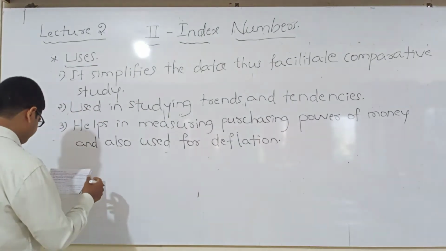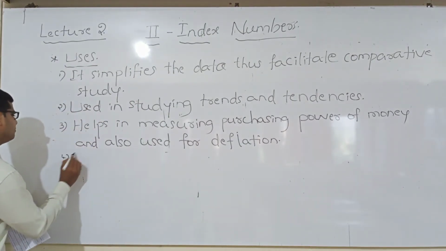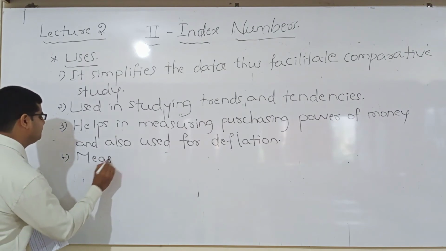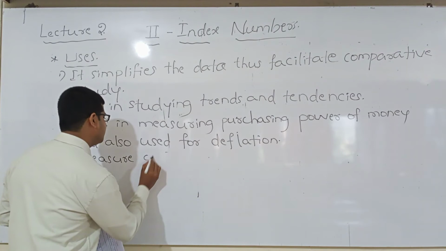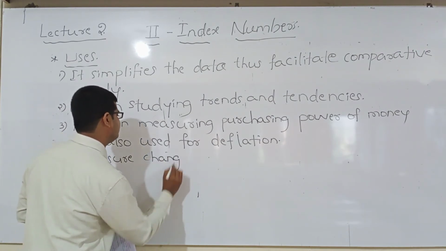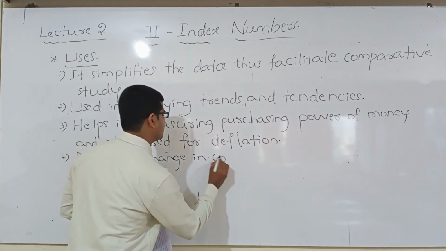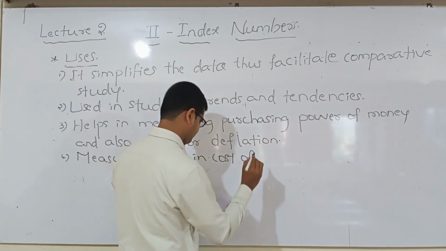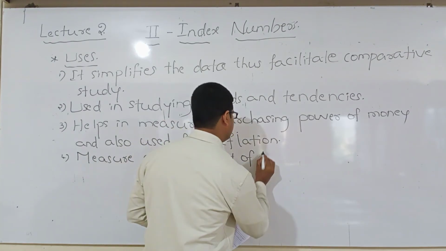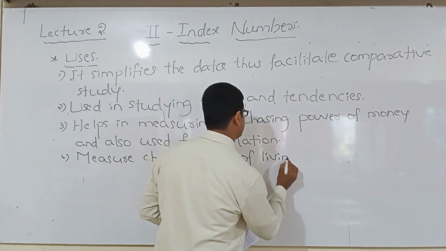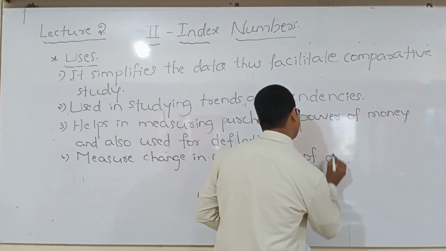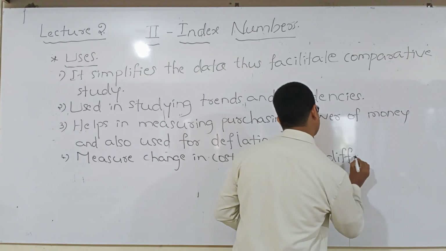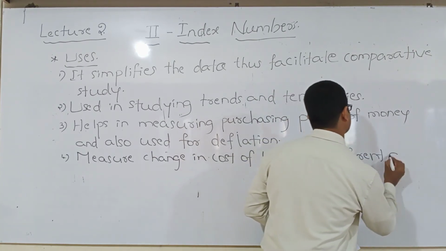Then index numbers measure change in cost of living of different groups.